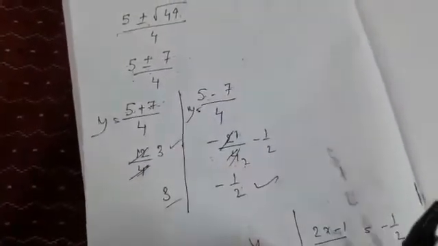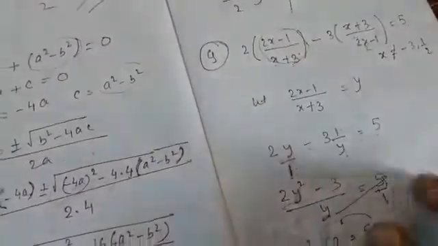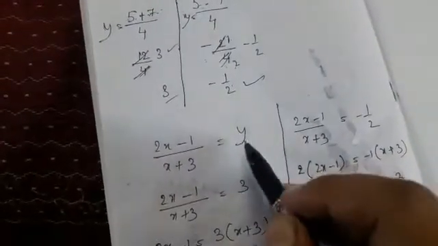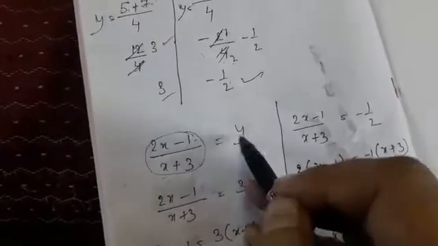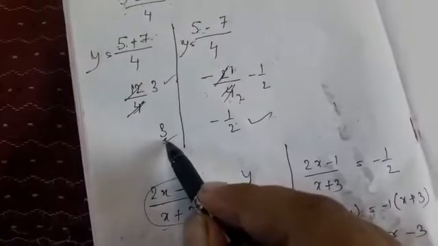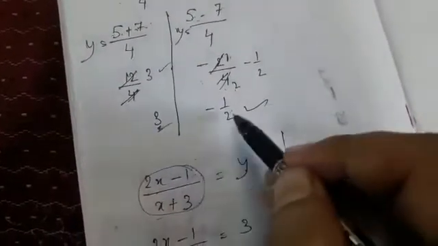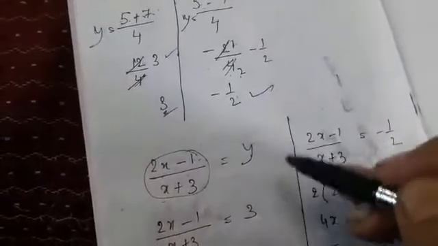But we are not supposed to calculate y. We have taken y to make the form simpler. So we are supposed to calculate x. Clear? So now what is our y? Our y is 2x minus 1 by x plus 3, right? This term we have assumed y. Clear? So now we have got the value of y as 3 as well as minus half. So we have to place both the values, 3 and minus half, and get the respective values of x.